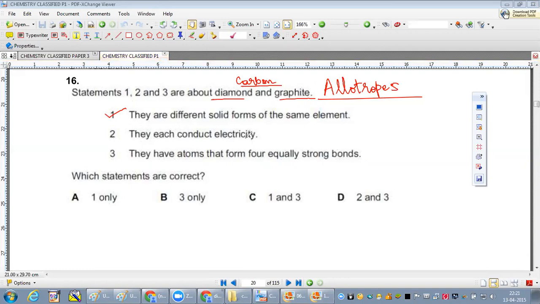Second, they conduct electricity. This is false. Diamond cannot conduct electricity. Graphite conducts electricity. So the second statement is incorrect. The third statement is they have atoms that form 4 equally strong bonds. Okay, this is true for diamond, as I have shown you the structure, but it's not true for graphite. So which statement is correct? One only.